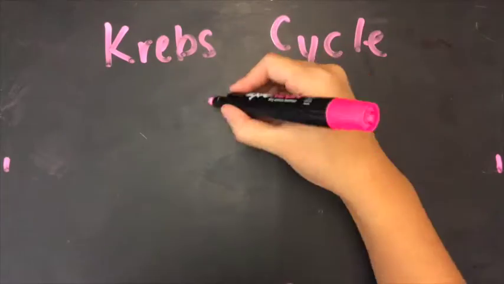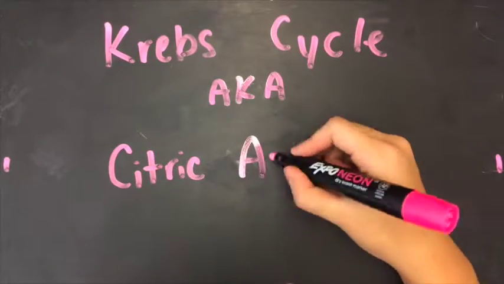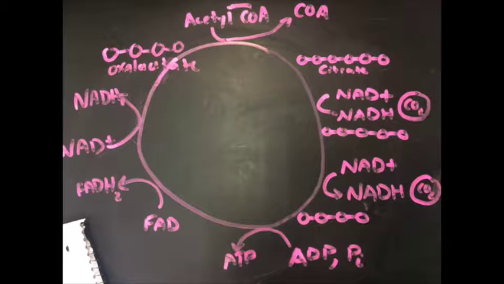Hello everyone, and today I'll be teaching you about the citric acid cycle. The citric acid cycle goes by many names, including the Krebs cycle or the TCA cycle. It was originally named after German scientist Hans Krebs. Here is a full diagram of the Krebs cycle. Each step of the cycle is catalyzed by a specific enzyme which creates specific products. I know it looks really complicated here, but I'm going to be breaking it down for you step by step.